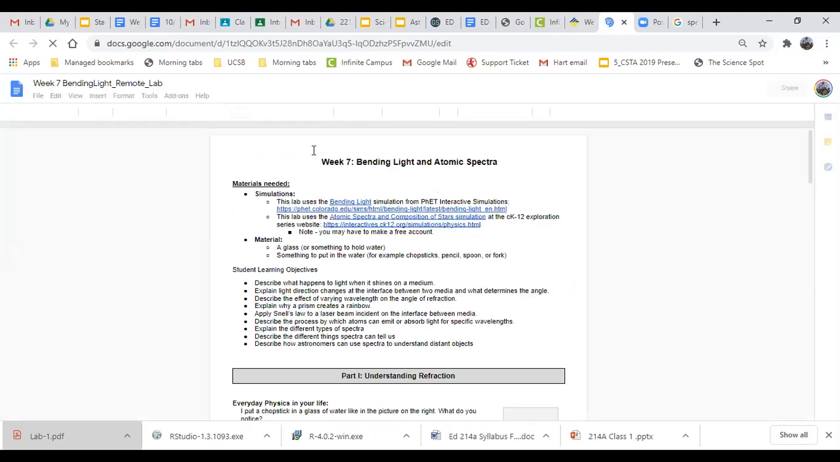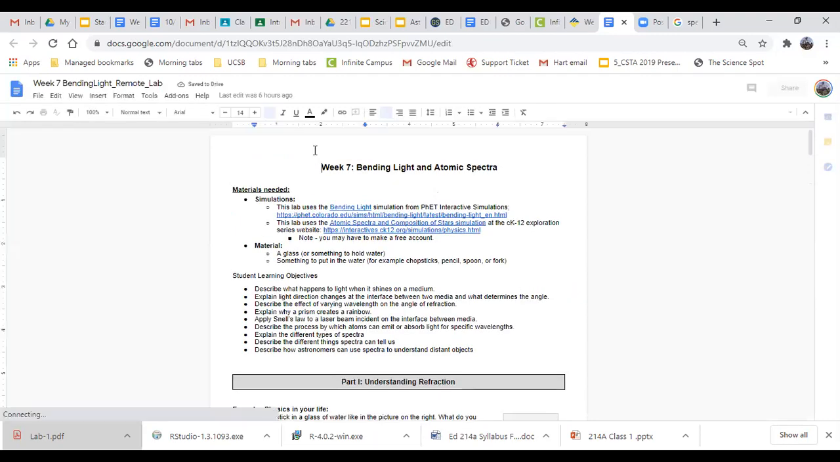Let's take a look. Please don't be intimidated by how long this is. There is a lot of reading material. After spending about 15 hours scouring the internet, I determined that there was not a sufficient simulation anywhere in existence on spectra. I spent a significant amount of time looking. I really did try. There is one simulation here that you're going to do to take a look at the properties of light. So that's where you're going to start.